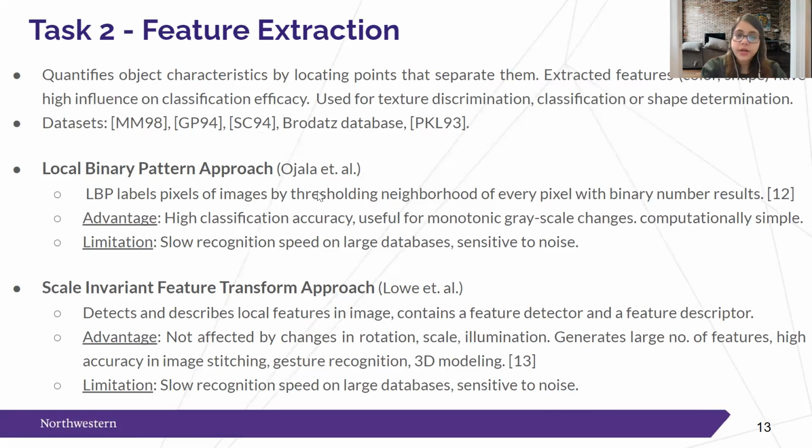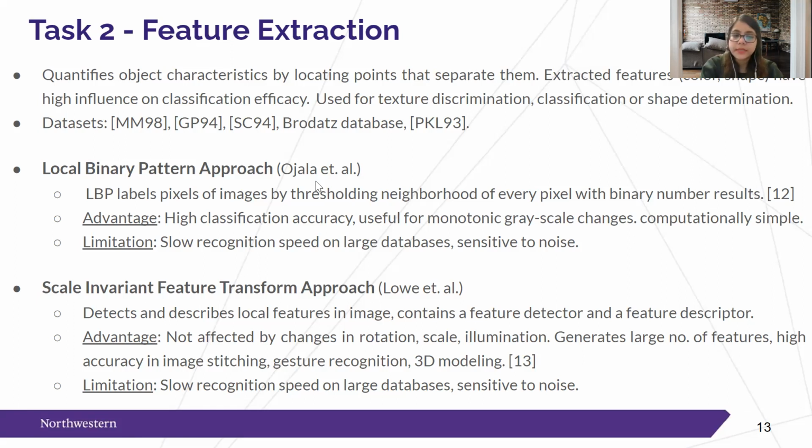So talking about feature extraction, here you quantify the characteristics of the texture by locating the points that distinguish and separate them. The extracted features have high influence on the classifier's accuracy. So this is used for texture discrimination and shape determination.